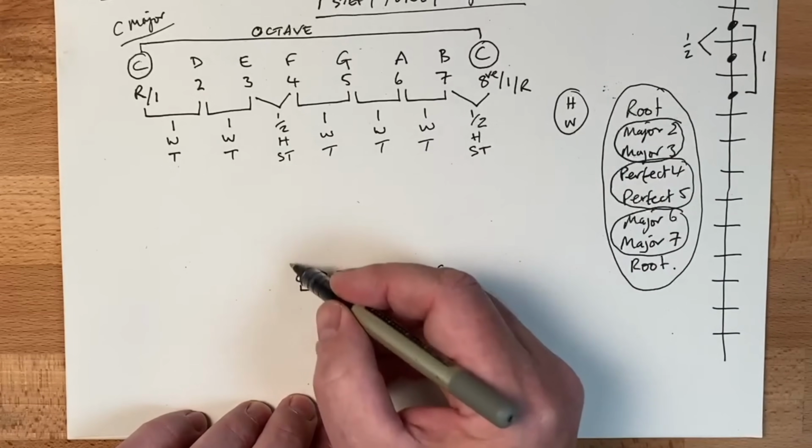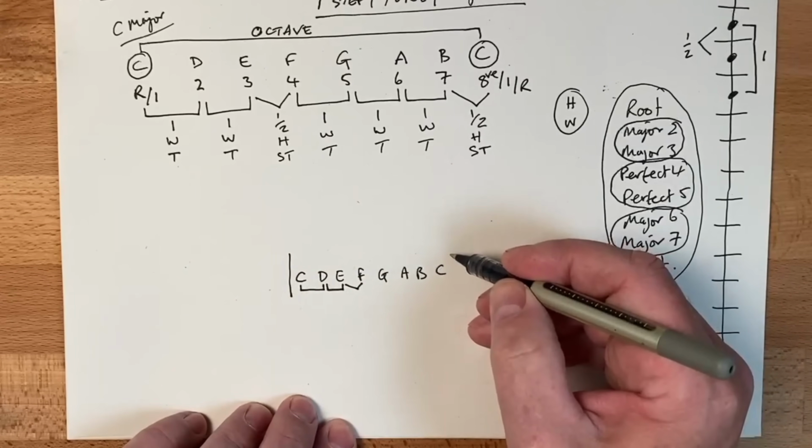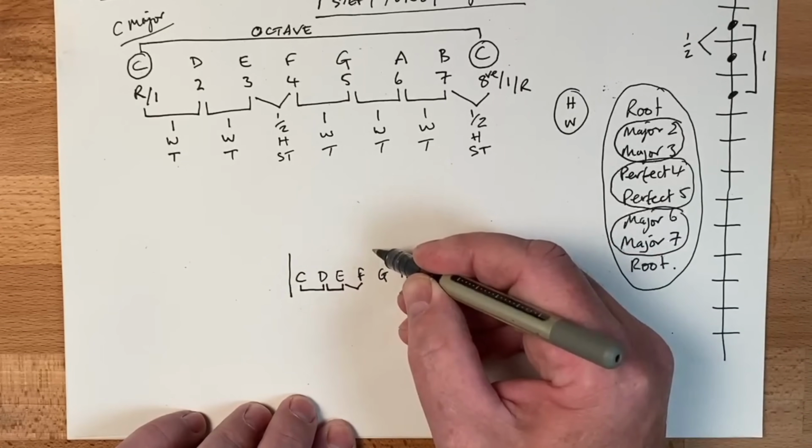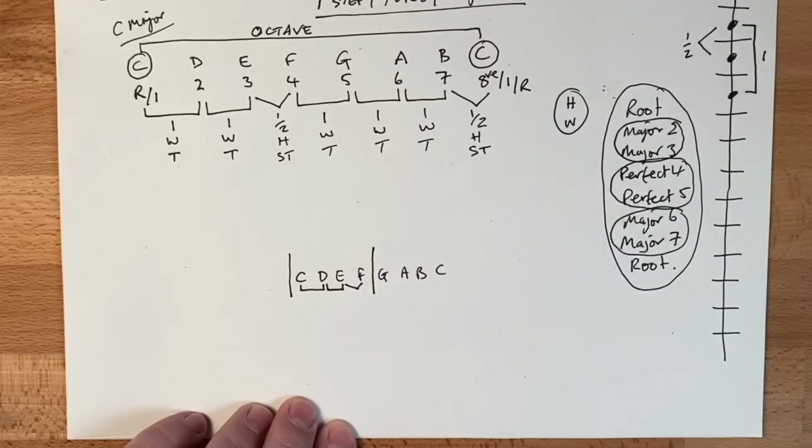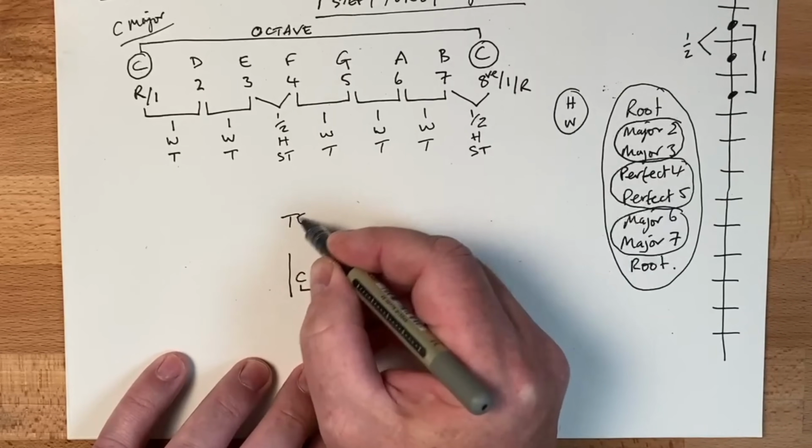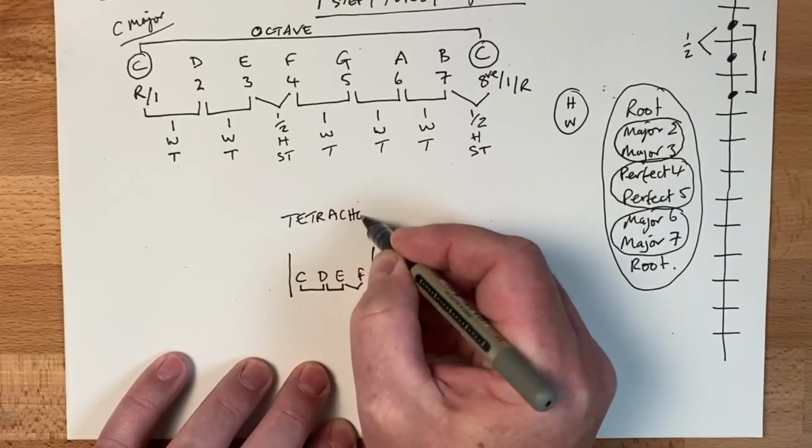What I'm going to do is I'm going to show you how this works. I'm just going to block this off here. Now, if we put this into a group of 4, what happens is we get something called a tetrachord.